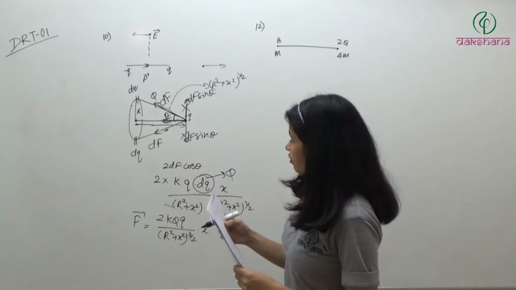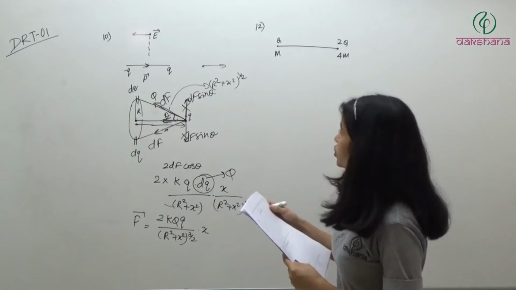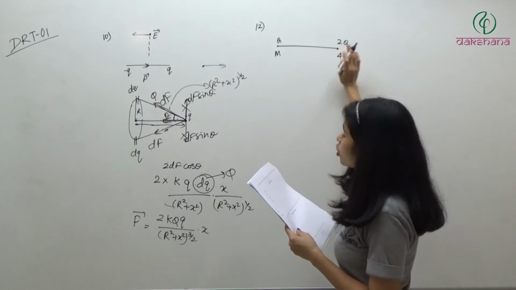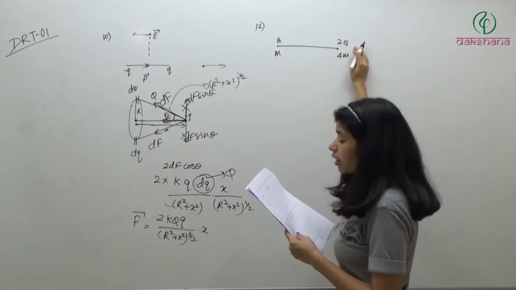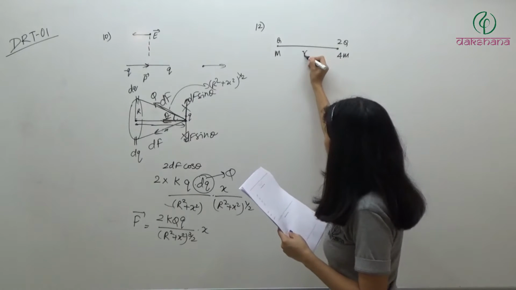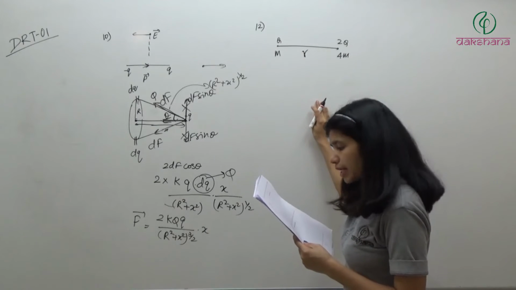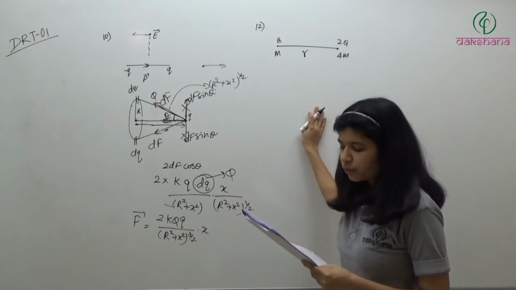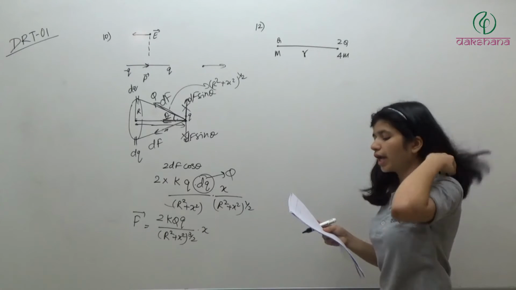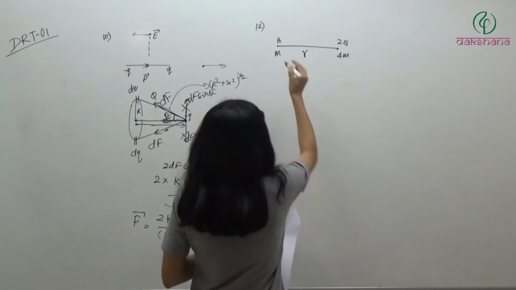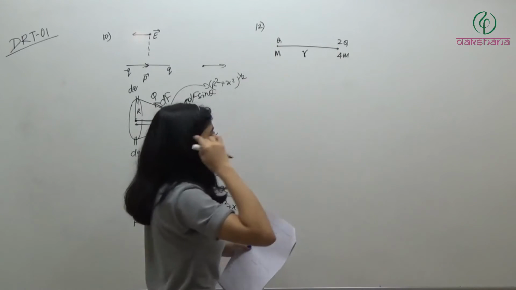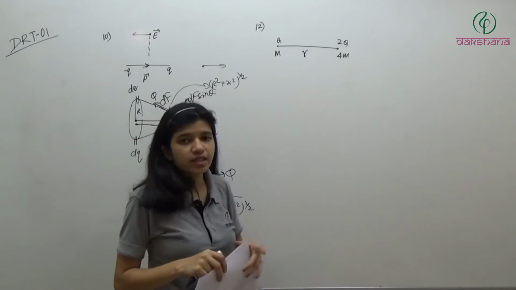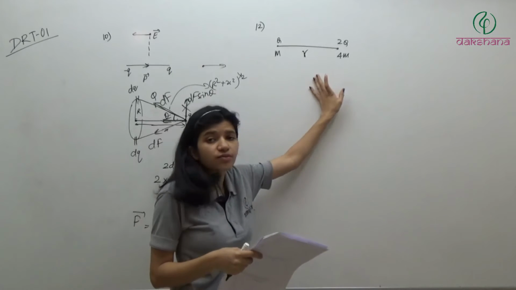Question number 12. Mass of charge q is m. Mass of charge 2q is 4m. If both are released from rest, then what will be the kinetic energy of q at infinite separation? So we have this system where we have q and 2q as charges. So these two are released from rest.